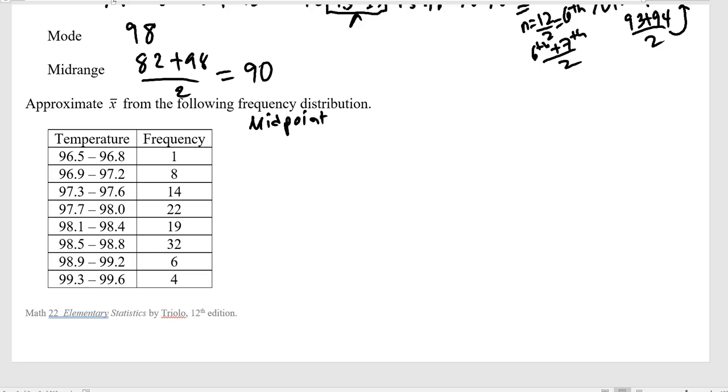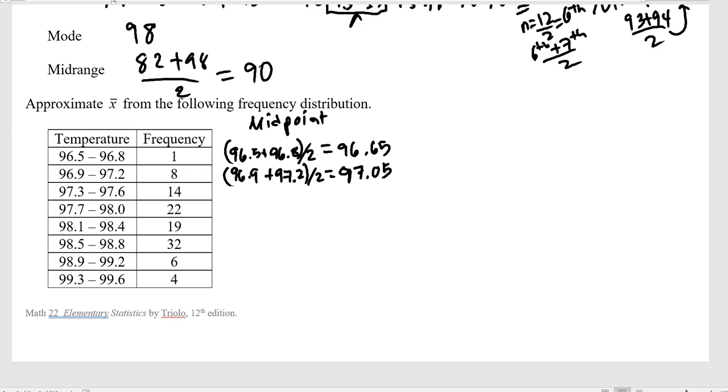What is the midpoint? Directly in the middle of this class. So it's 96.5 plus 96.8 divided by 2. That should be 96.65. What's the midpoint of the next one? 96.9 plus 97.2, all divided by 2, or about 97.05. And we could keep going.